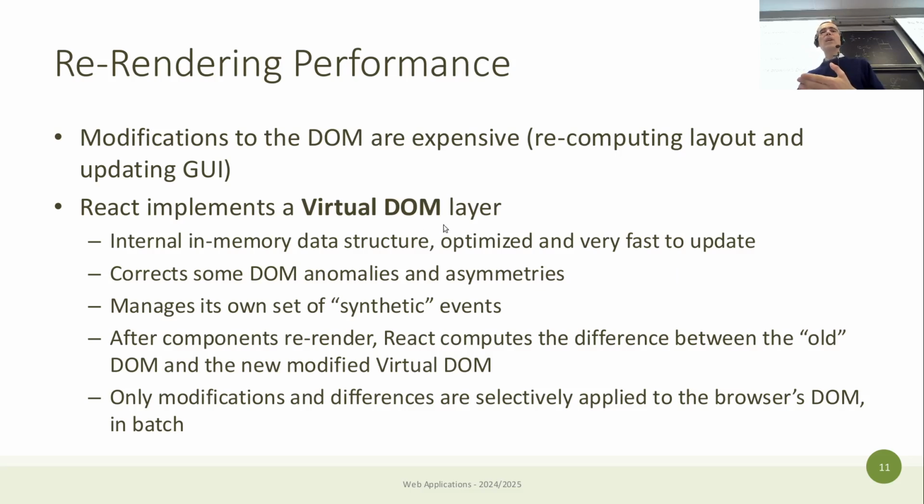And by the way, this layer allows correcting some DOM anomalies and asymmetries, the stuff I was telling you before. In some forms, the value is contained in the property value. In others, it's in text or whatever its name, and sometimes you need to add event listeners on some nodes in different ways. This has been made uniform by React through the virtual DOM, because we don't interact with the actual DOM of the browser, we only interact with this virtual DOM.